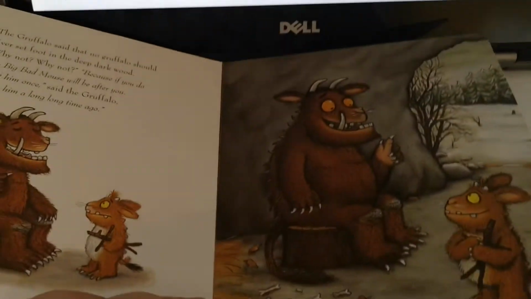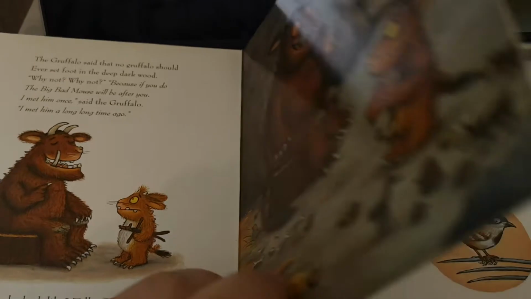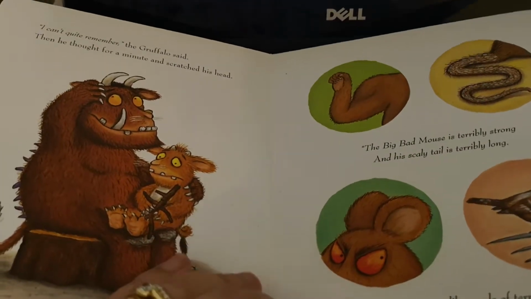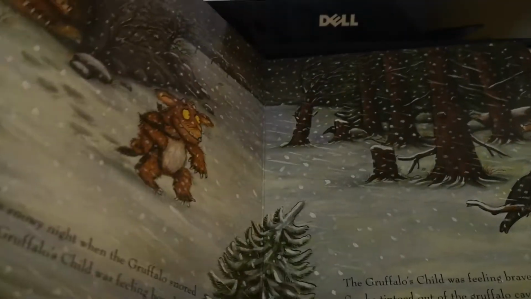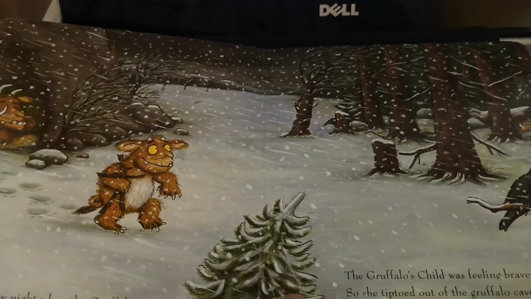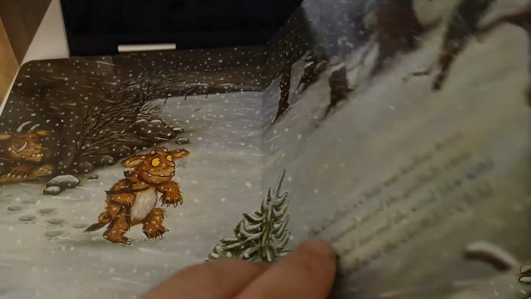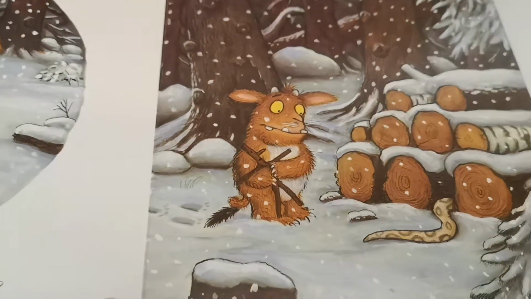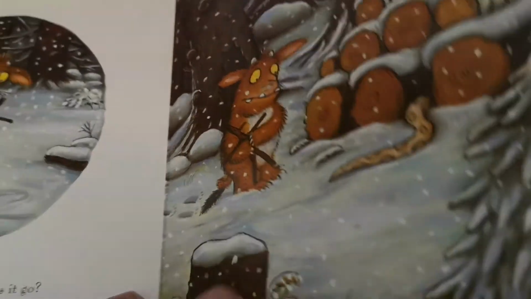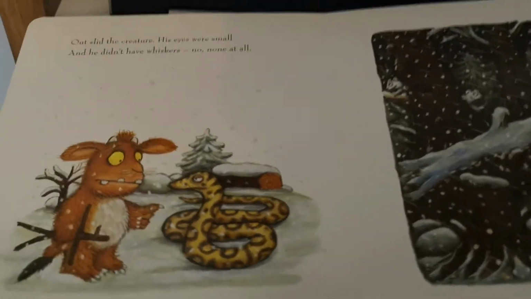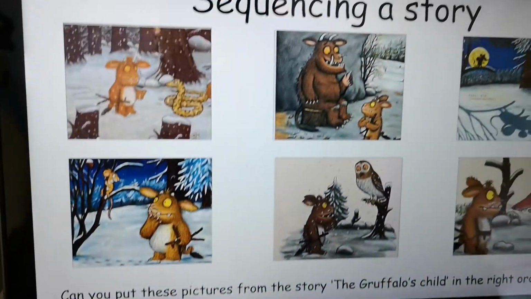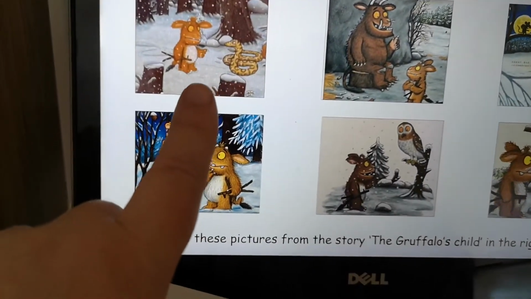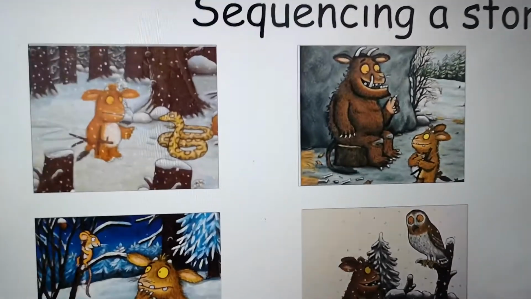Let's see who the Gruffalo's child meets next. Can you remember? Was it the snake, the owl, the fox, the mouse? Let's find out. The Gruffalo's child was feeling brave. She tiptoed out of the Gruffalo cave. And she's seen this tail. Who does this tail belong to? Can you remember? That's right, the snake. So this is the beginning of our story, our first picture, and then our second picture is the Gruffalo's child talking to the snake.